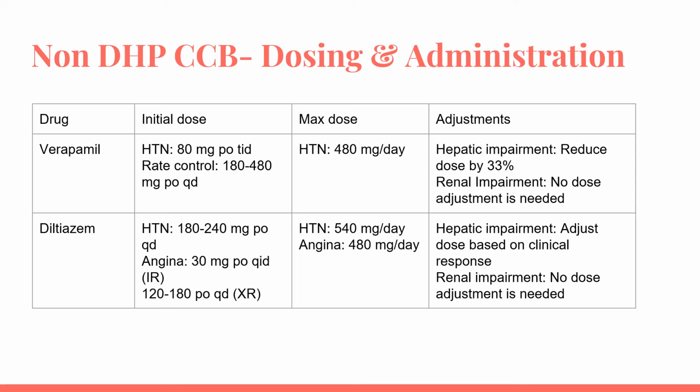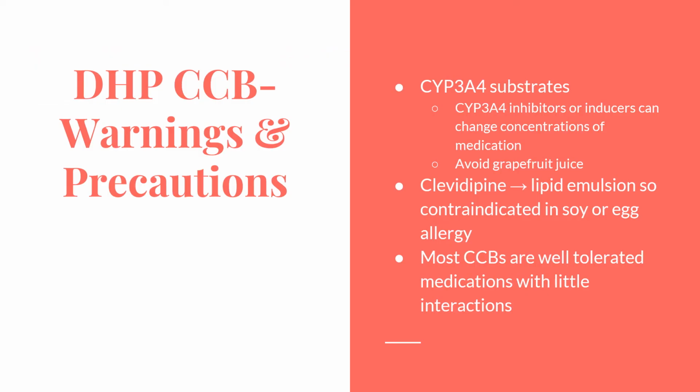Some warnings and precautions to watch out for in DHP calcium channel blockers are that they are CYP3A4 substrates, which means CYP3A4 inhibitors or inducers can change the concentration of them. You also want to avoid grapefruit juice since it inhibits CYP3A4 and will increase the levels of calcium channel blockers. Clevidipine is a calcium channel blocker that is given IV and is a lipid emulsion, so it is contraindicated in a soy or egg allergy. Most DHP calcium channel blockers are well-tolerated medications with few side effects.